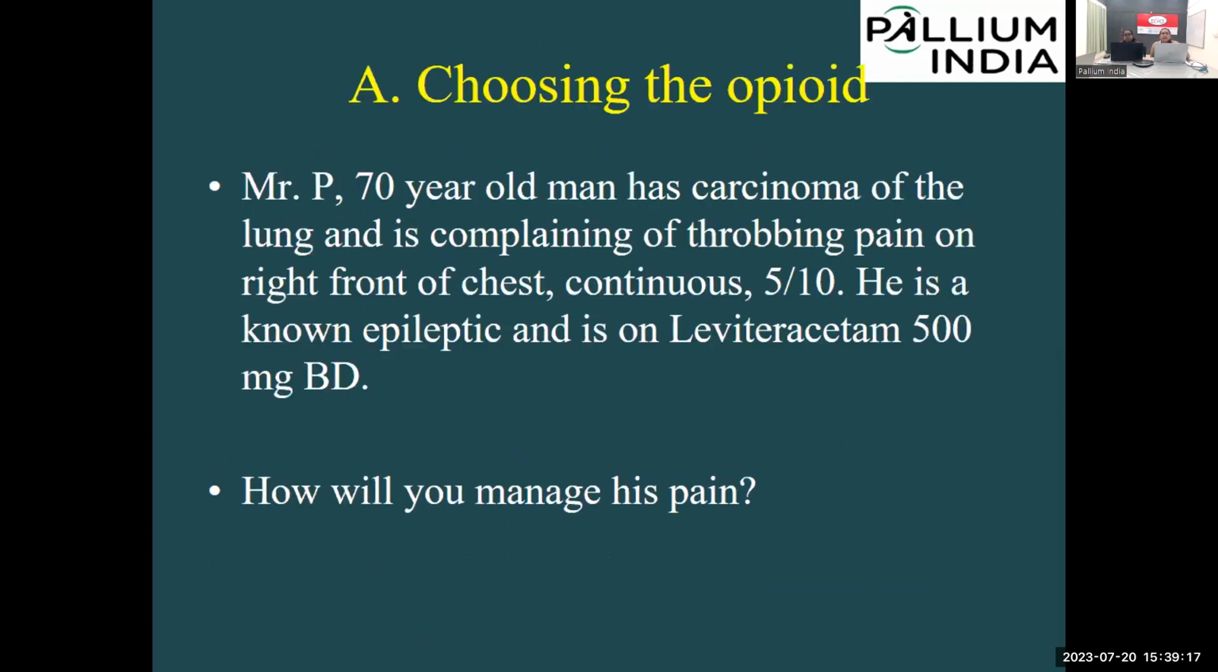So now moving on to another patient story. We have Mr. P, a 70-year-old man with carcinoma of the lung, who is complaining of throbbing pain on the right front of the chest, continuous in nature, with a score of 5/10. He is a non-epileptic and he is on levetiracetam 500 milligram twice daily. How will you manage his pain?